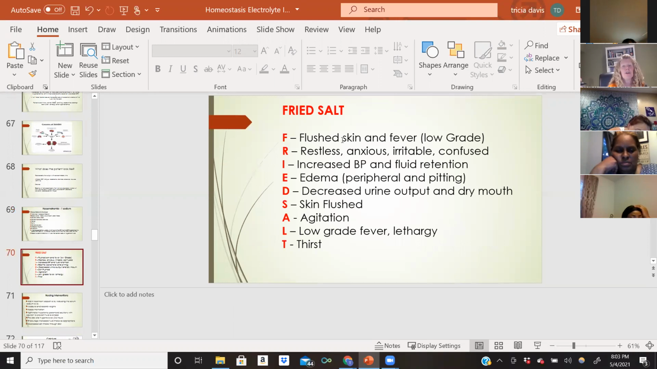So for hypernatremia, we are going to think fried salt. So flushed skin and fever, low-grade fever, restless, anxious, irritable, or confused, increased blood pressure and fluid retention, edema, so peripheral pitting, decreased urine output, and dry mouth, skin flushed. They might be agitated, have a low-grade fever and lethargy, and they are going to be very, very thirsty.